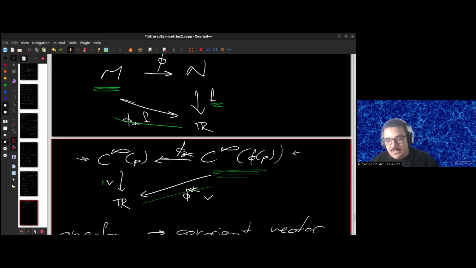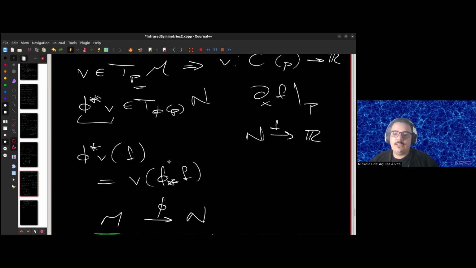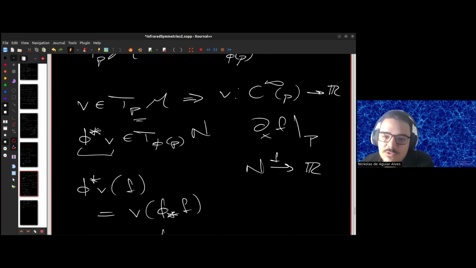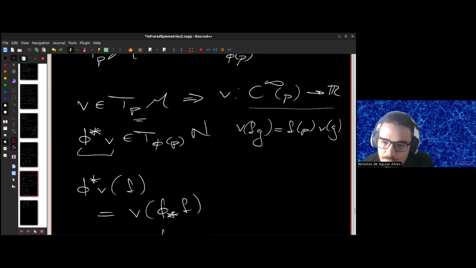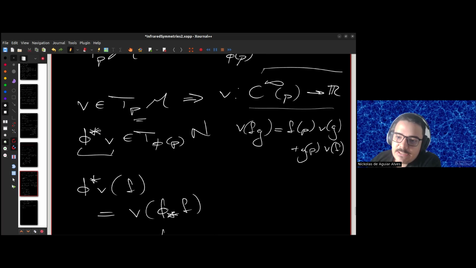Namely, what really defines a vector is that it not only is a map like this, but it also is something that we call a derivation. A derivation is a function of this sort with the property that v of a product of functions fg equals f(p) vg plus g(p) vf. This is, of course, just the Leibniz rule. So a vector, by definition, is a map that does this. It eats a function and spits a number, and it satisfies this condition here. We call this a derivation.